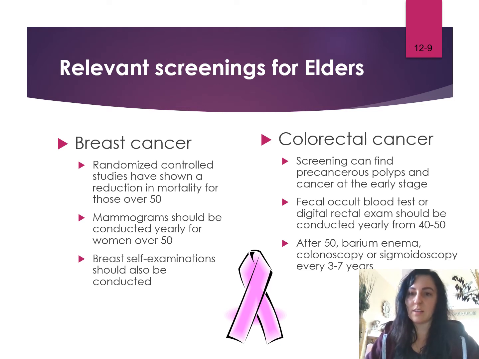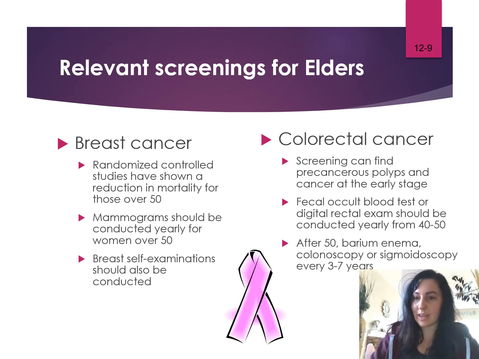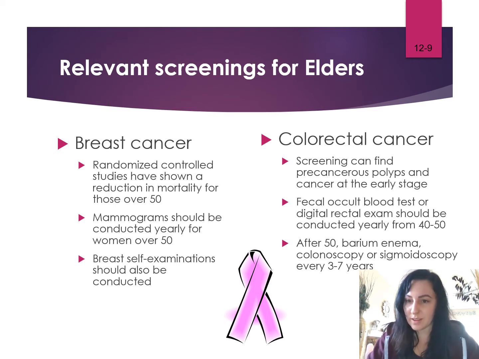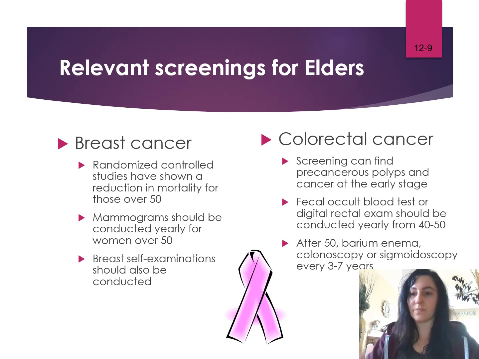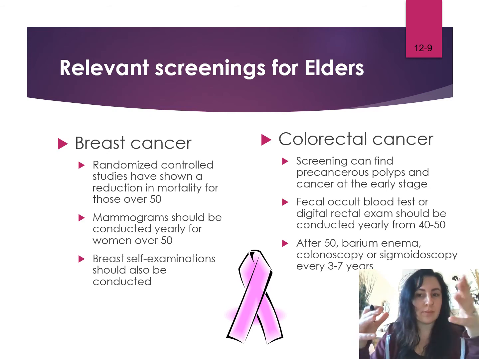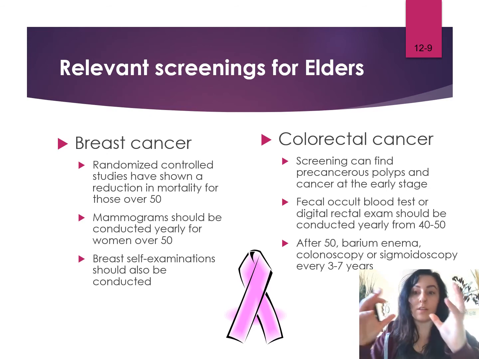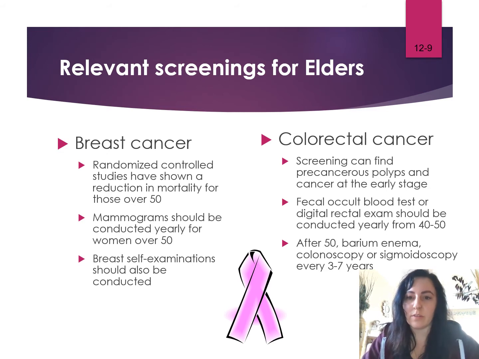Okay, colorectal cancer. Screenings can find precancerous polyps and cancer at the early stage, right? Fecal occult blood test or digital rectal exam, I know, but it's extremely important, and it should be conducted yearly if you are from 40 to 50, because those are the ages when you are more susceptible.